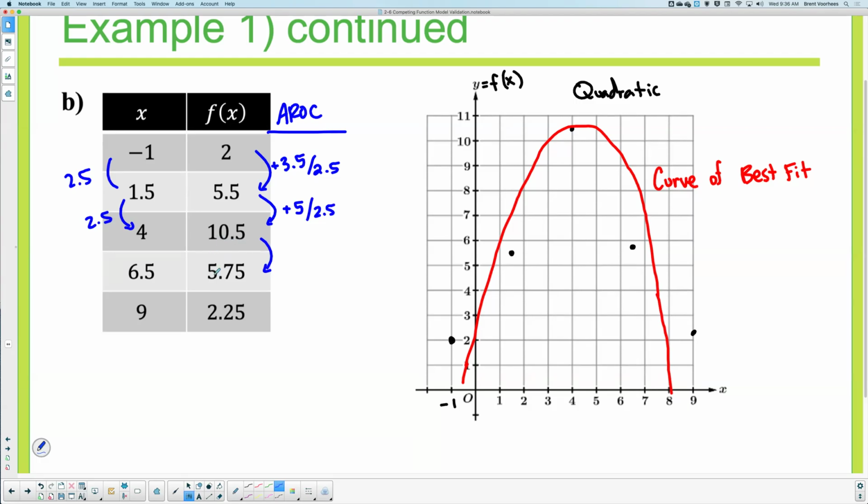Okay, and from 10.5 to 5.75. Negative. Okay, so good thinking on that. It's actually not quite a full 5 decrease. A 5 decrease would be to 5.5. So this is actually decreasing by 4.75. And then finally, from 5.75 to 2.25, we decrease by 2.5.